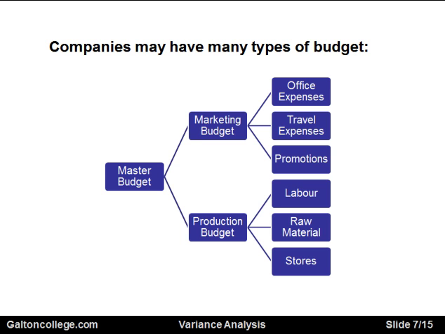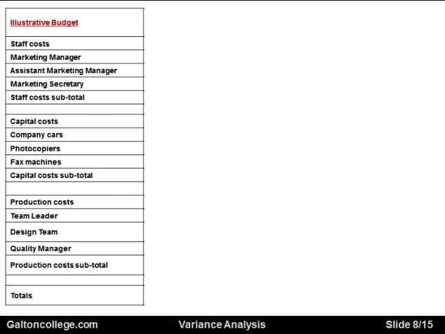Now let's look at an example of variance and how this could work out in practice. Well, for a start, let's look at an illustrative budget. We have items in the budget, such as staff costs, marketing manager, assistant marketing manager, and so on, running all the way down through the next layer, which would be capital costs, company cars, photocopiers. And then we have production costs, the team leader, design team, quality manager. Whatever the appropriate headings for the business are, they could be listed out in this fashion, not necessarily the ones on the screen here, just whatever is required according to the business.